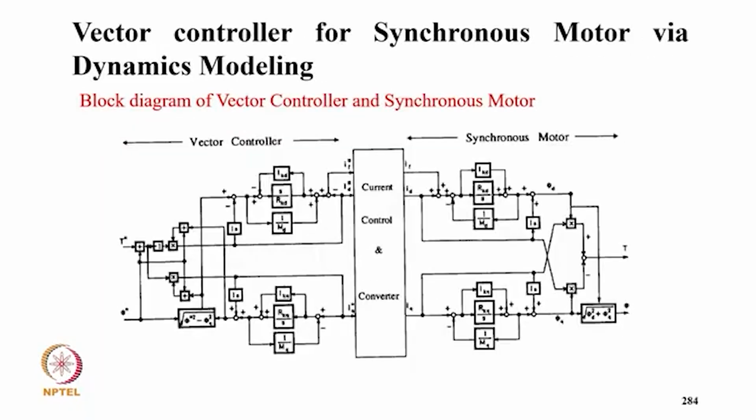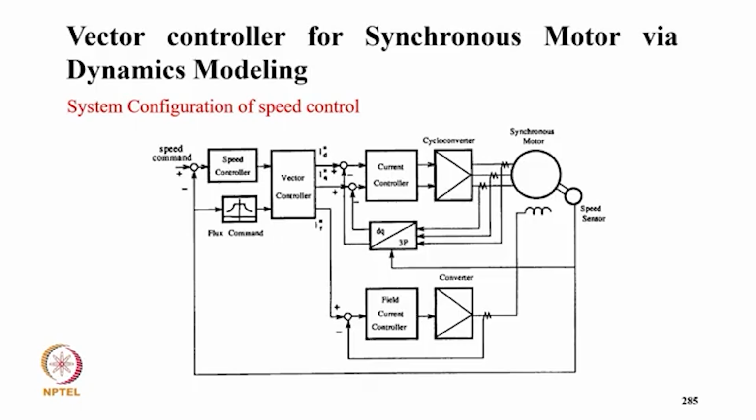And this is typically the block diagram. The front portion is the vector control, and the end portion, the synchronous machine, is emulated in the complete diagram. This is the system configuration for speed control. We have a reference speed and feedback speed, and from the speed we get the flux, and the speed controller gives the torque. With this we convert into the ID, IQ, and field current. The field current is regulated by another converter. From the three-phase sensed currents, we have the ID, IQ calculation from position. Then we have a current controller for the cycloconverter drive.